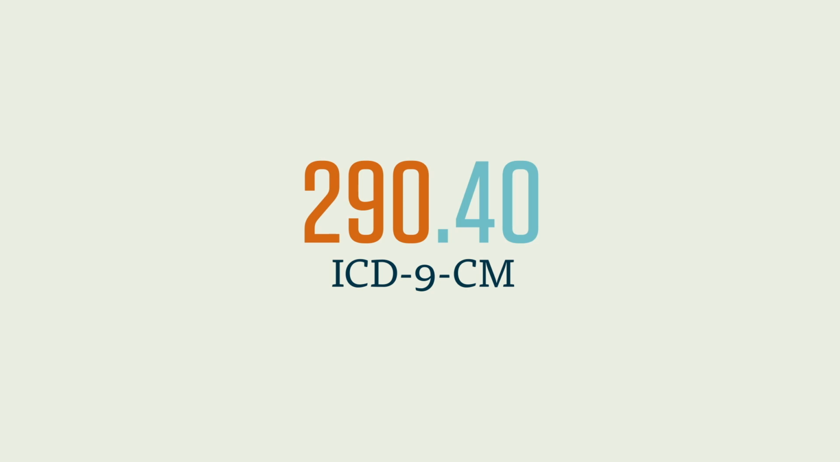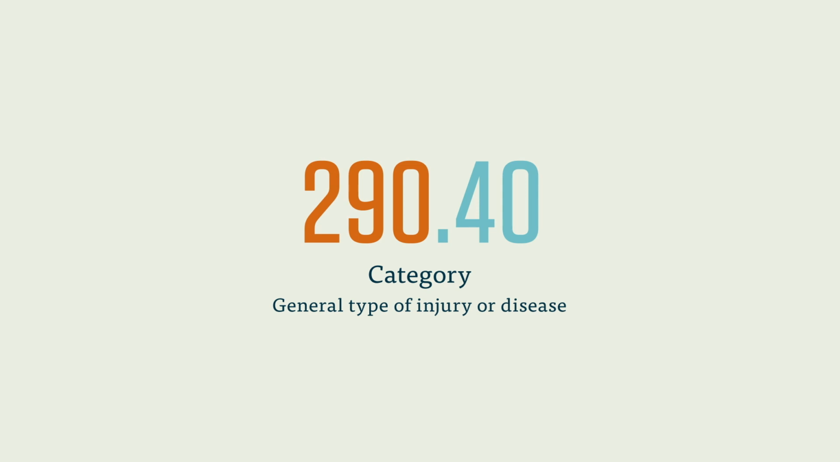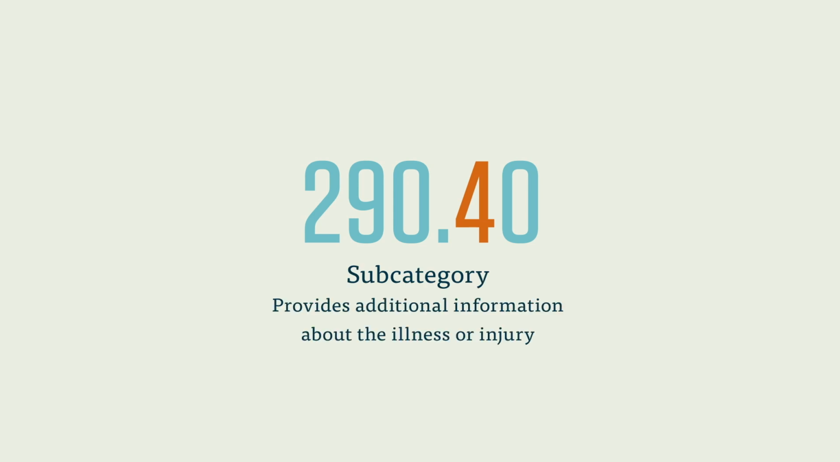The first 3 digits of an ICD-9-CM code, with the exception of E codes, are called the category. There's always a category in ICD-9-CM. The category describes the general type of injury or disease that's being described in the code. A decimal point follows the category. The digit after that is called the subcategory. The subcategory provides additional information about the illness or injury described in the category.